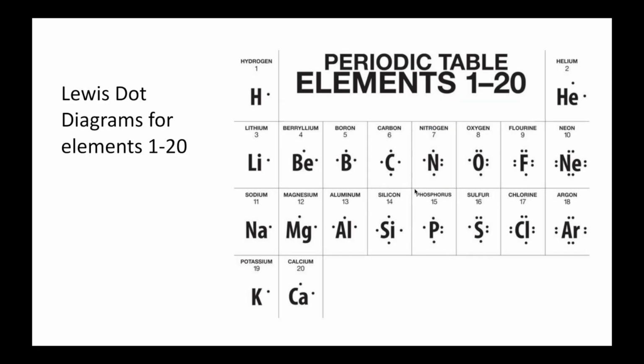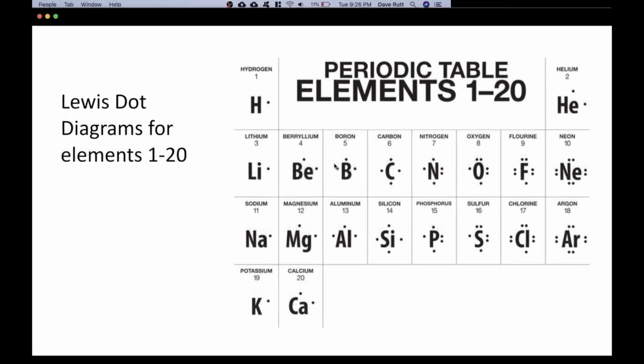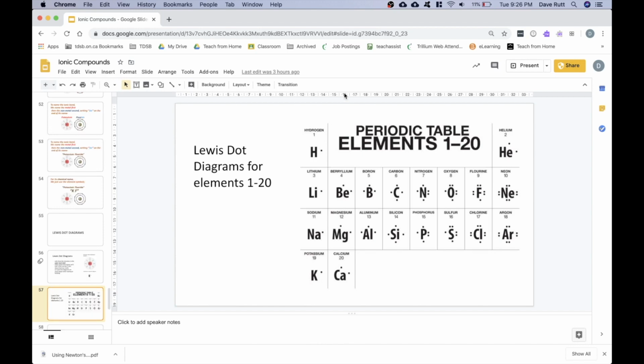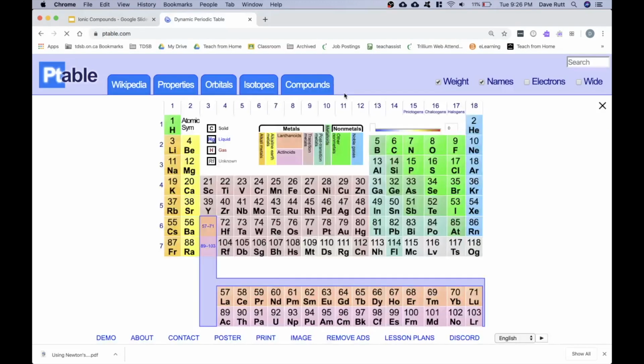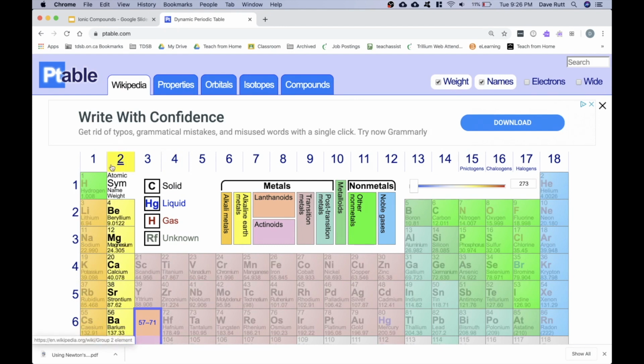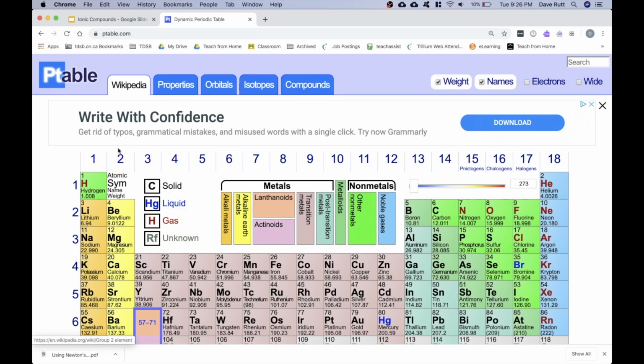Here are the first 20 elements with their Lewis dot diagrams. Now, I'd like to go just for a moment over to p-table, our best friend, our favorite periodic table website. So if you're trying to figure out how to draw a Lewis dot diagram, remember, if we look at period number 1, that's row number 1, hydrogen and helium, there are only 2 elements in period number 1, which means that the first shell can only hold 2 electrons.